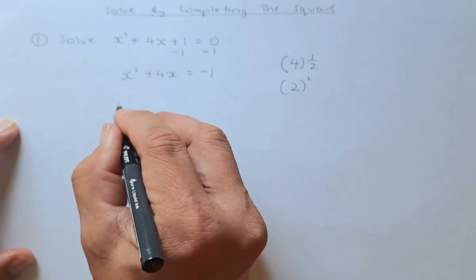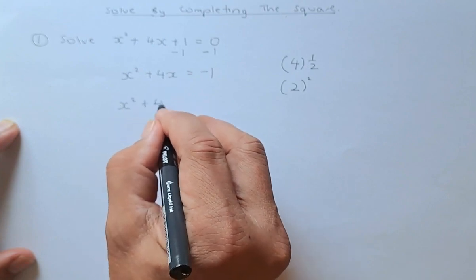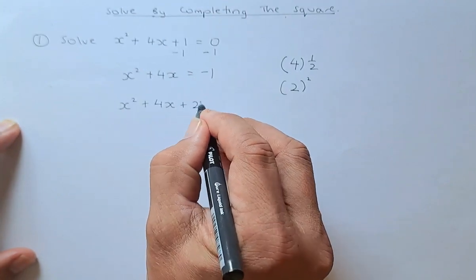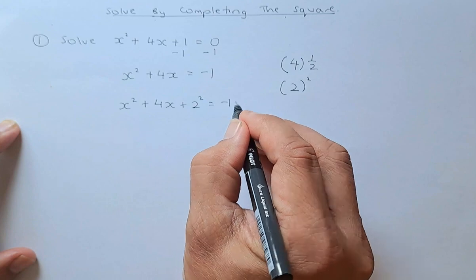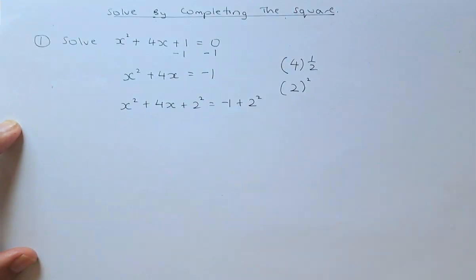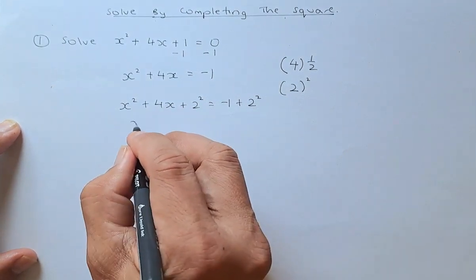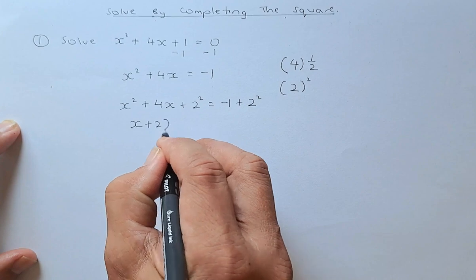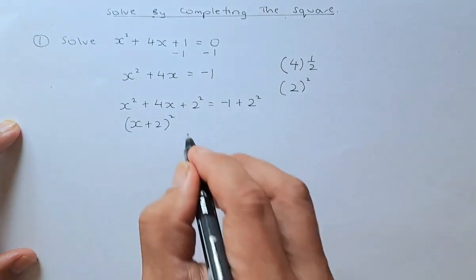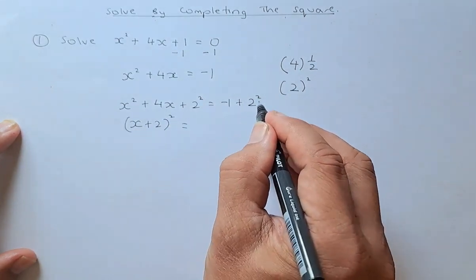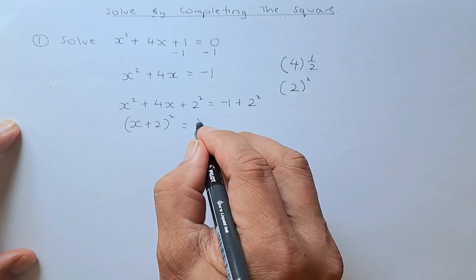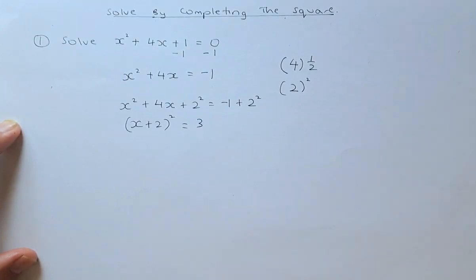So in this case, it's going to be x squared plus 4x plus 2 squared equals minus 1 plus 2 squared. Now you can make it into a perfect square. This means if you factorize them, it's going to be x plus 2 squared, and on the right hand side is minus 1 plus 4, which is 3. We are nearly there now.